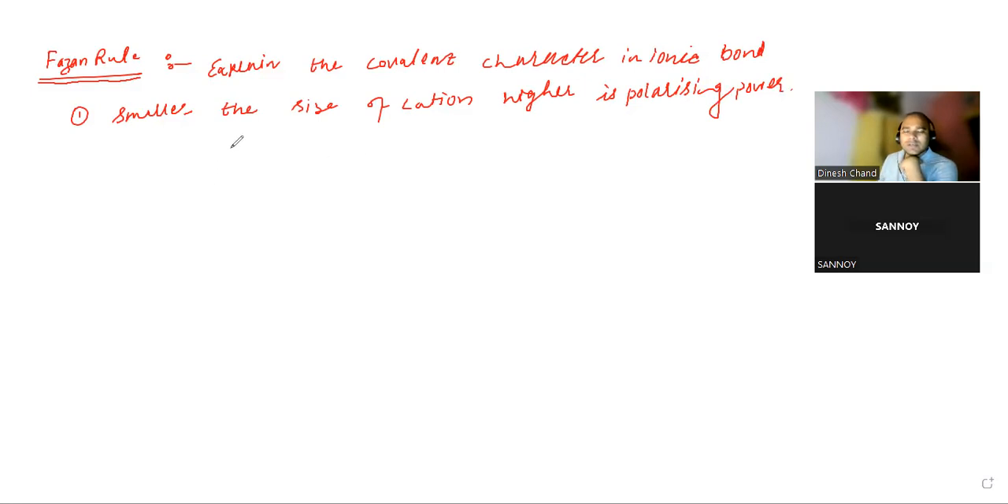Let me see. Suppose I am having LiCl, NaCl, KCl, RbCl. Sir, can you wait one minute, sir? Then I will write this. Okay, take your time. You let me know which is the order of the covalent character. You write the order in this case.